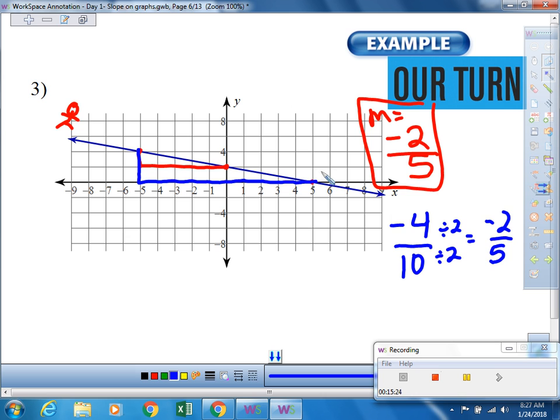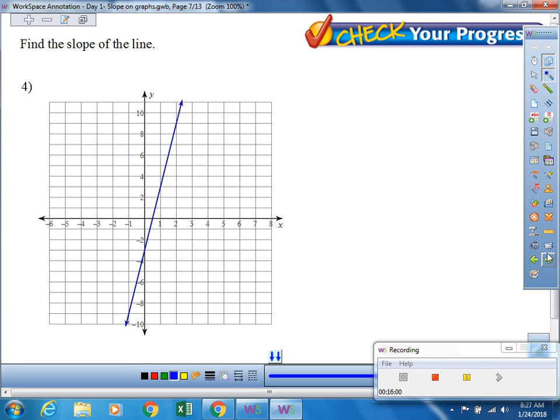What about if I went from this point to this point? What's it going to be? Negative 2/5. It's going to be the same, right? I go down 2 over 5. So no matter what 2 points I pick, as long as that line is linear, it's straight, then I'm going to get the same slope. If it's a curved line or jagged, it's not the same slope. It's not the same steepness. All right, so try this one out. You have this one. Try that one.